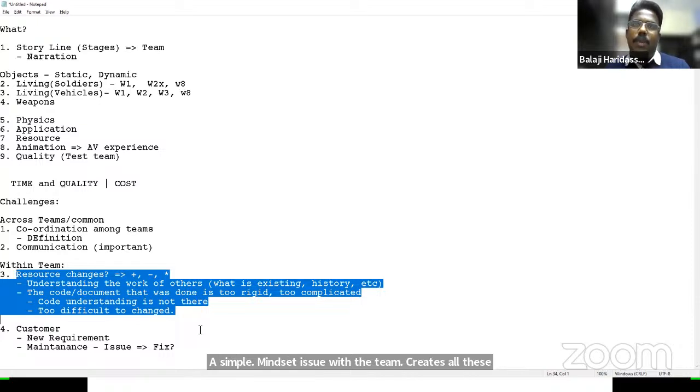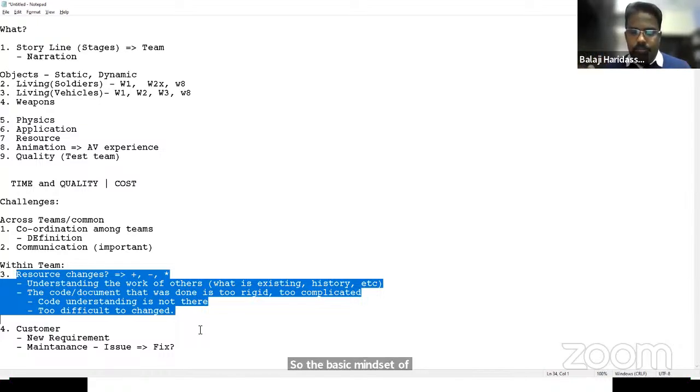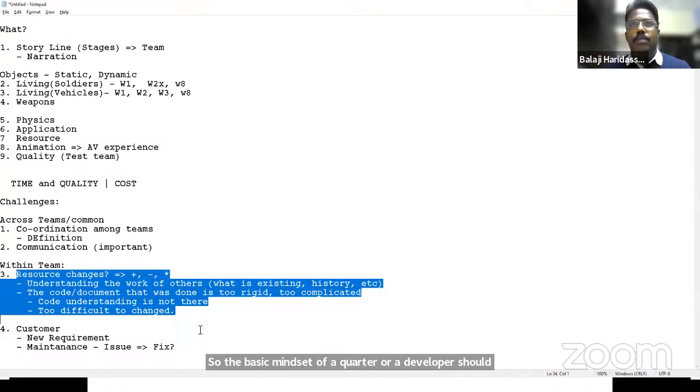What is a mindset? When people start coding, they don't think of others. They don't think of the customer. They don't think of their teammates. So the basic mindset of a coder or a developer should be to really, really help their teammates and to help himself. Even after 5 years, if I take the code, will I be able to understand this code?